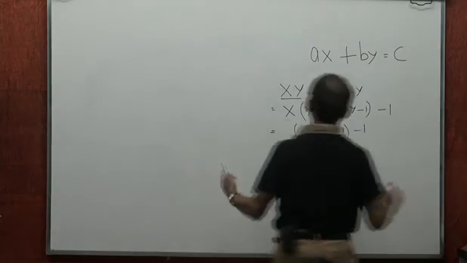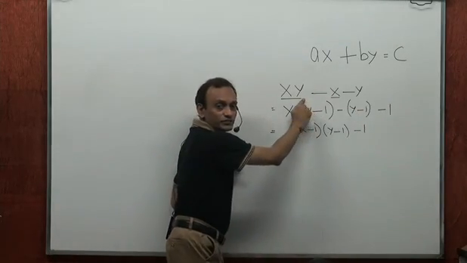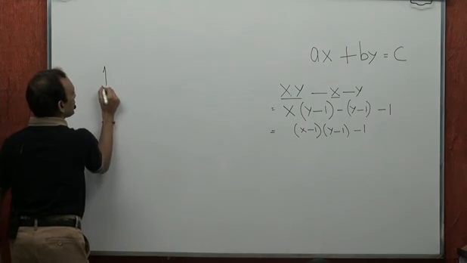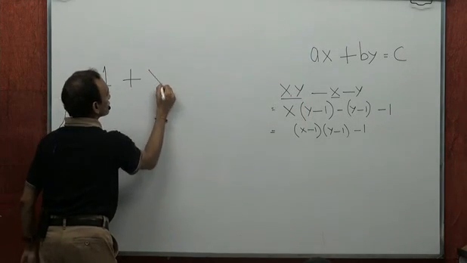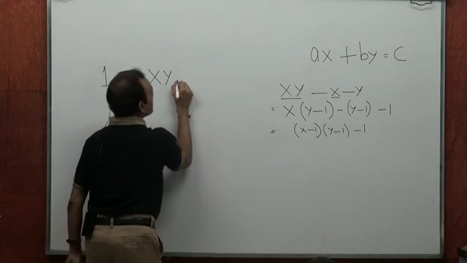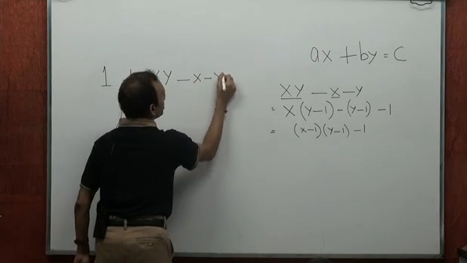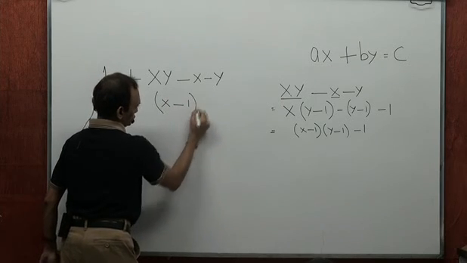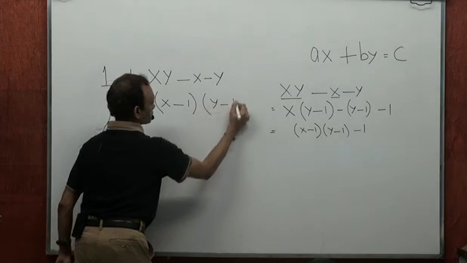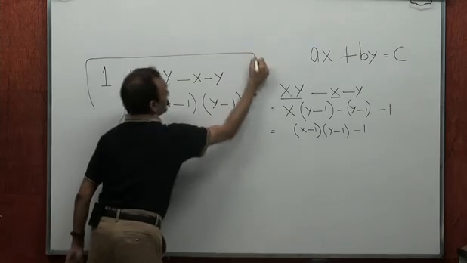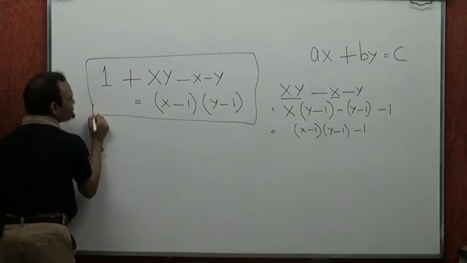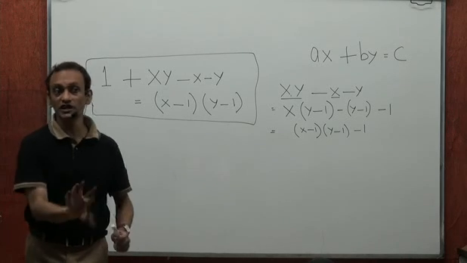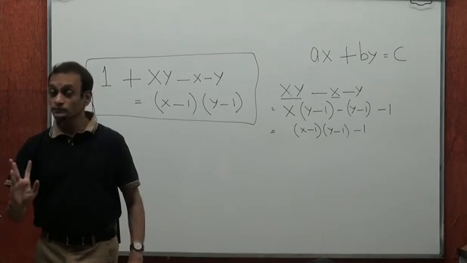and rewrite this expression, that means transpose 1 on this side. Transpose 1 on this side. We end up getting 1 plus xy minus x minus y, which is actually x minus 1 into y minus 1. We are going to use this time and again. Look upon this, for the sake of our class, as a standard template dealing with an expression of this kind, right?